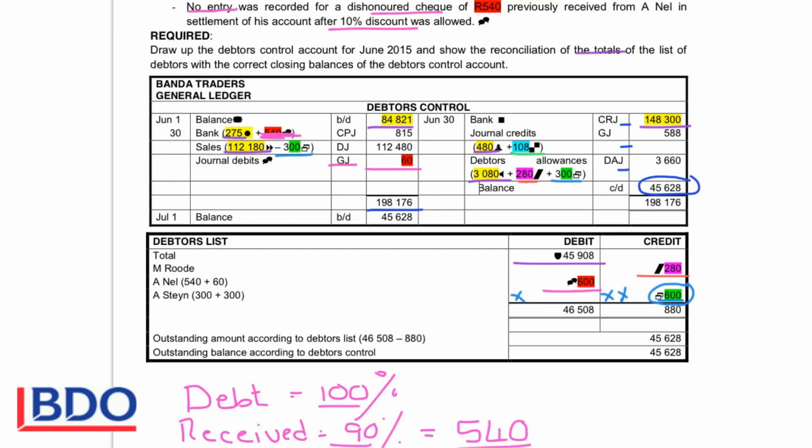So my new balance in the debtors control account will be brought down and will be carried over to the next financial year. In the debtors list, we will add up the debit side, add up the credit side, then we will subtract the credit side from the debit side, and that will give me a total of 45628. And that corresponds with the total in the debtors control. So therefore, I know that all the mistakes that we know of were corrected because both these totals are equal.